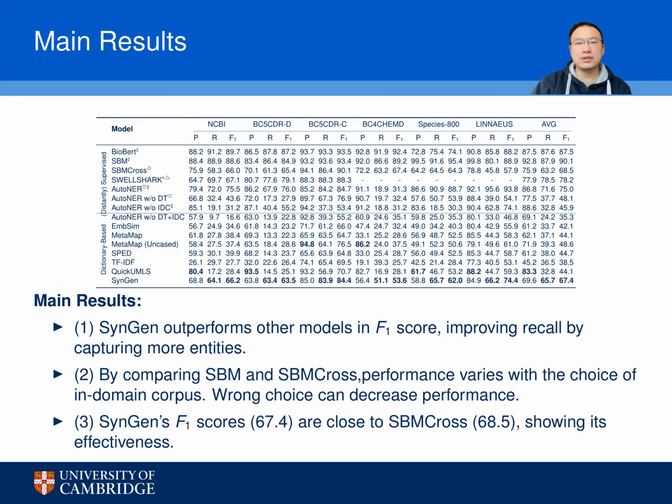Here is the main result of our experiment. We can observe from the experiment that the SynGen framework outperforms other models in F1 scores, and we improve the recall by capturing more entities. By comparing with SBM and SBM cross, we can conclude that performance varies with the choice of in-domain corpus. If we make a wrong choice, it can decrease the performance. The SynGen's F1 scores are very close to SBM cross. It shows its effectiveness in these tasks.